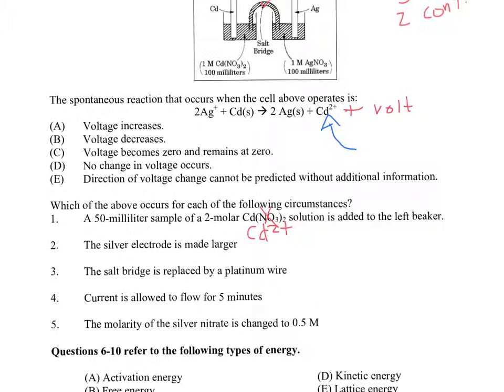Which quiz is this? Quiz 11. This is voltage. Okay, just making sure. All right, so the answer there should be B. The voltage should go down because we're shifting away from the products, right? All right, number 2. The silver electrode is made larger.